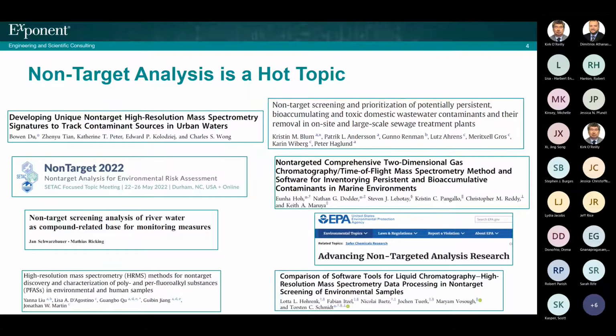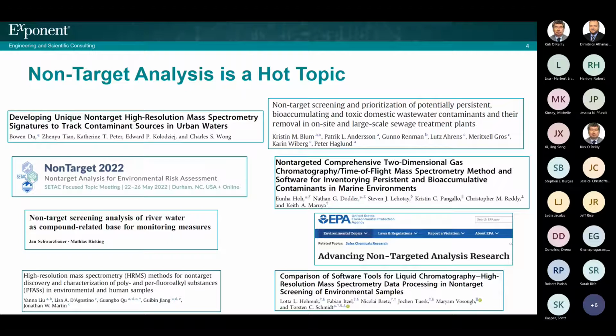It's a hot topic. This is just some titles of some recent publications. I'm sort of nerdy. I start my mornings looking at Environmental Science and Technology, what's new today. And if you look at the titles, we won't go over them, you'll see surface waters, wastewater treatment plants, sediments, all these different media that people are looking at.